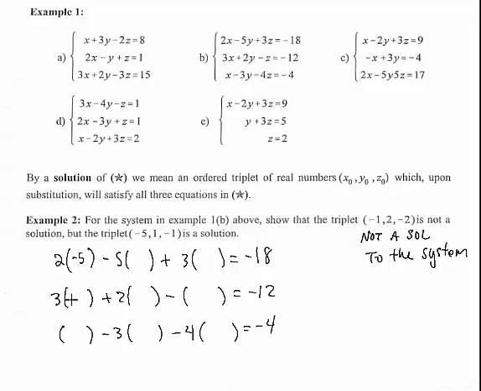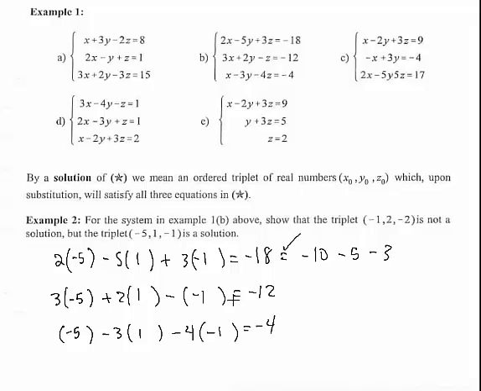So x is negative 5. x, y, z, alphabetical order for the triplet. 1 is y, and negative 1 is our z. So we're going to add all this up. 2 times negative 5 is a negative 10. 5 times 1, negative 5. And 3 times negative 1, negative 3. Check. We do get a negative 18.